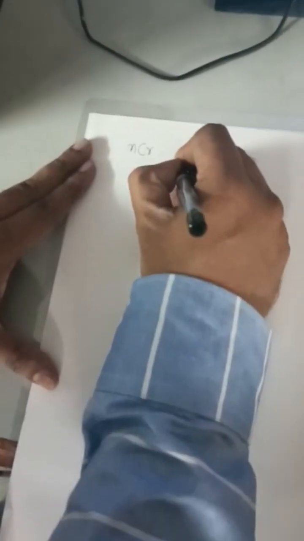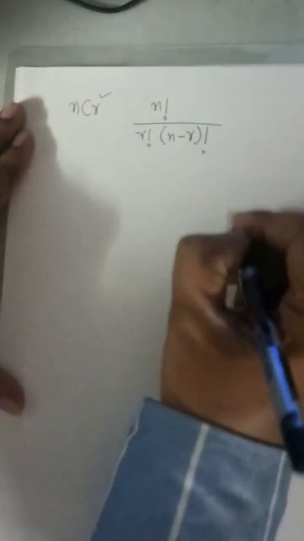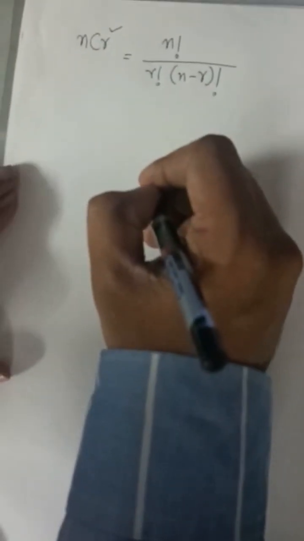In order to compute nCr, we should make use of the formula n factorial divided by r factorial times n minus r factorial. So in order to compute nCr of a given number, we should make use of this particular formula, that is n factorial over r factorial, n minus r factorial. Here three different sets of conditions are there. Condition 1 I will explain first.